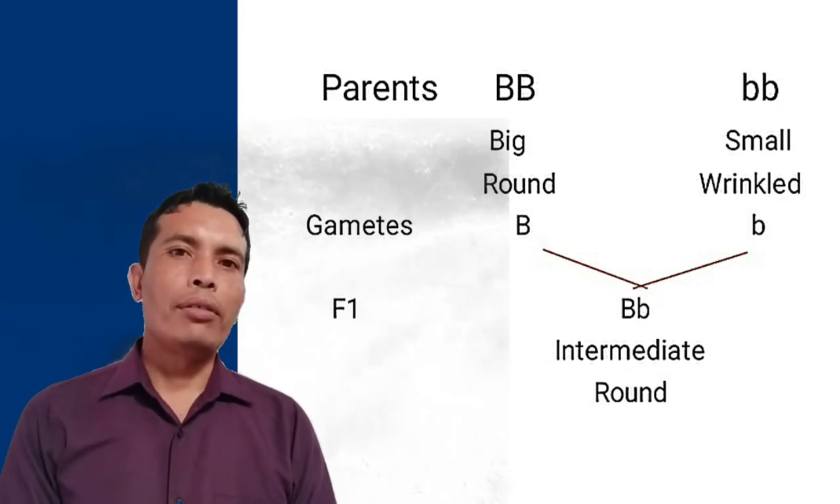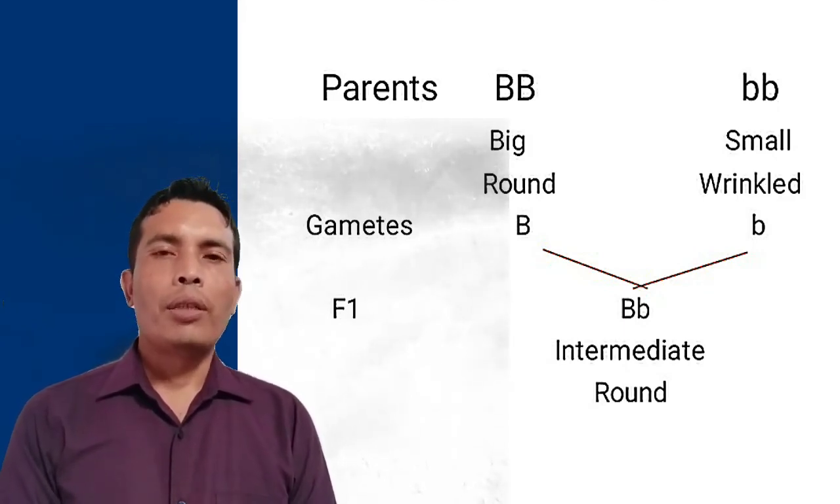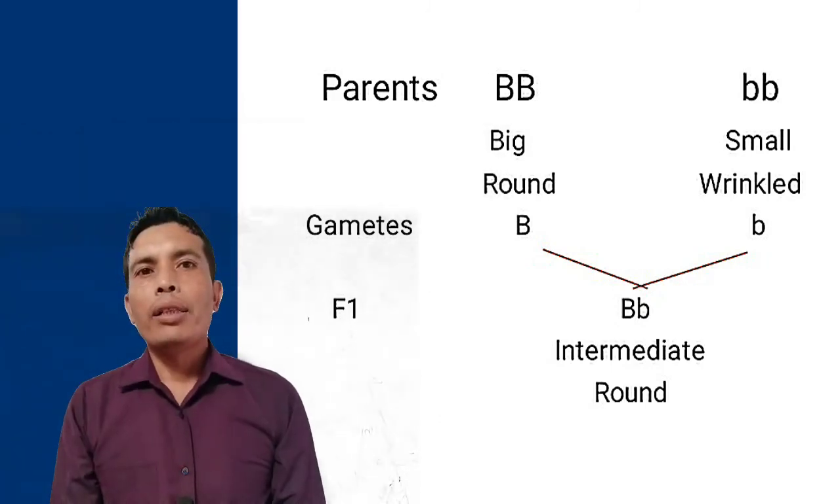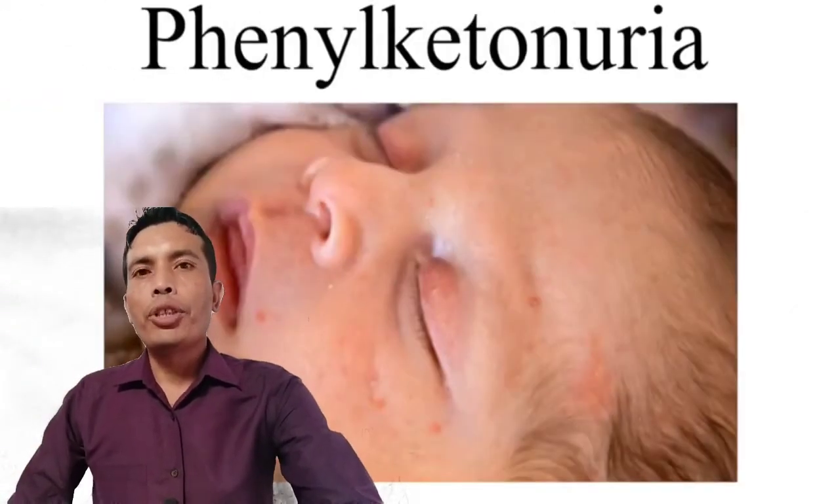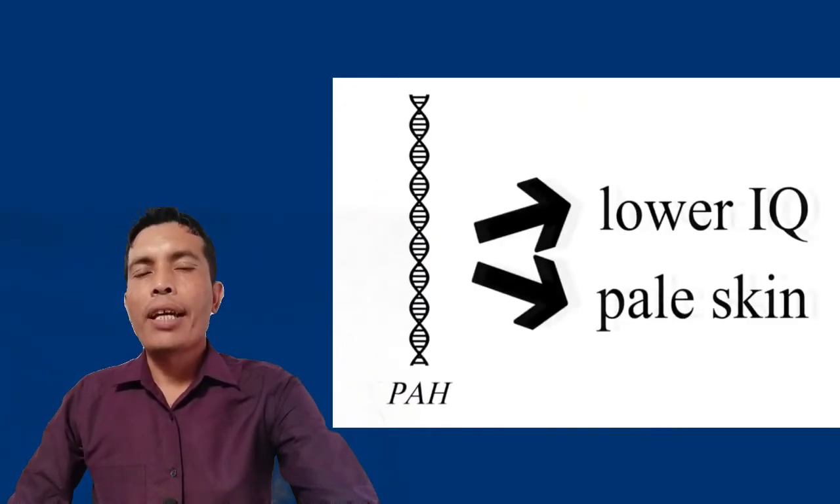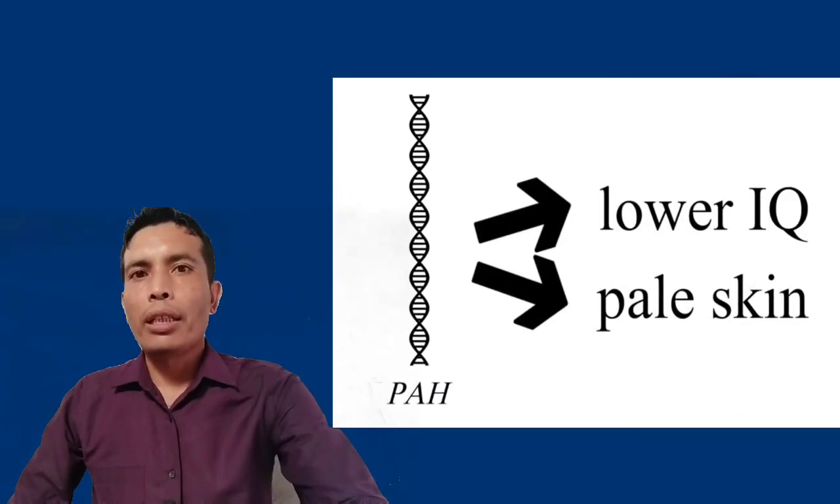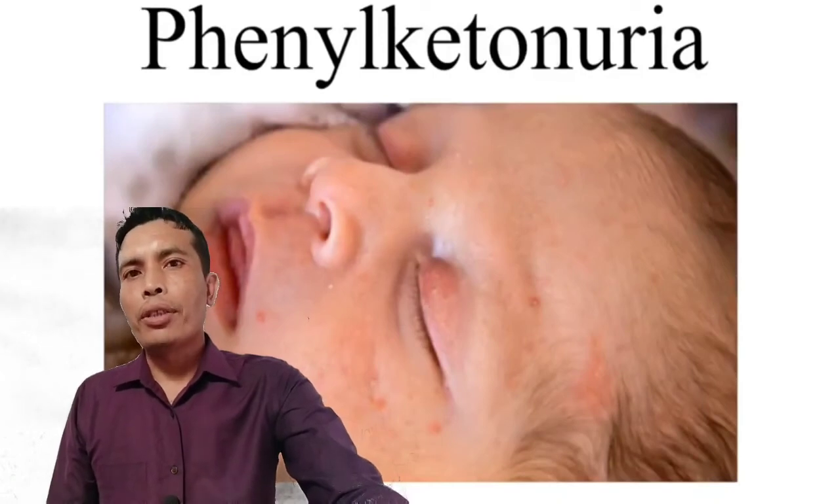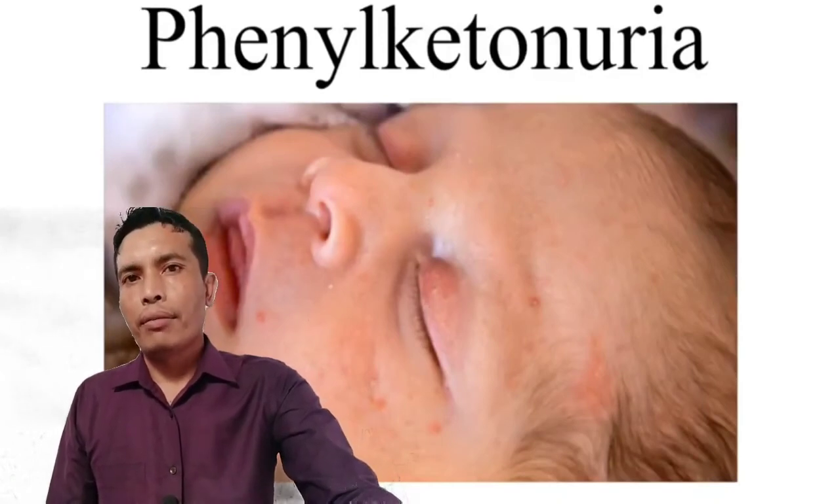If we consider the shape, capital B capital B or capital B small b will express as round shape. If the plant has small b small b, the shape will be wrinkled. Another example is phenylketonuria, a disorder caused by mutation in the gene coding the enzyme phenylalanine hydroxylase. The affected individuals show reduced hair and skin pigmentation and mental retardation.